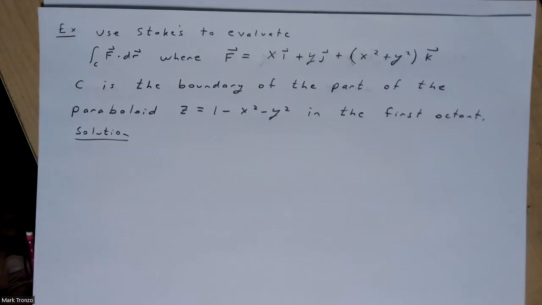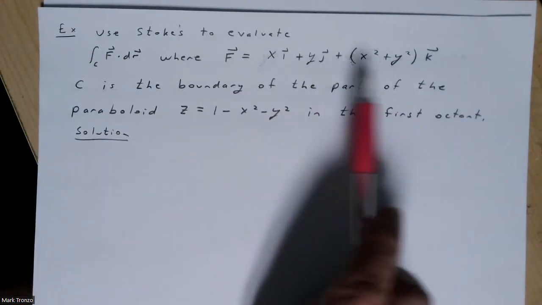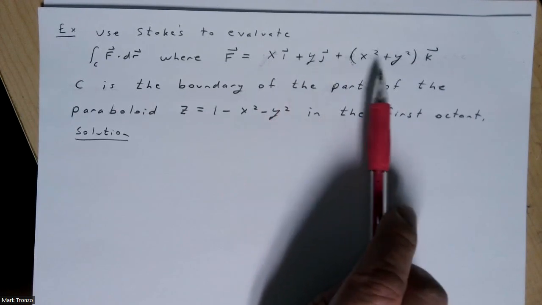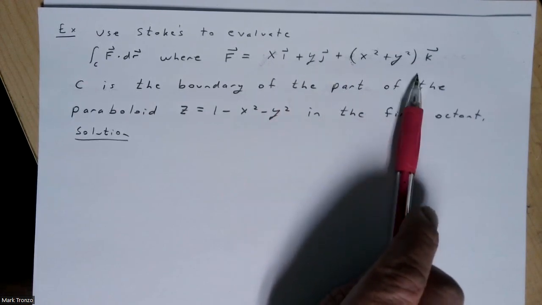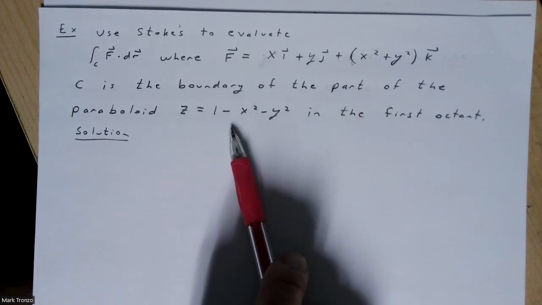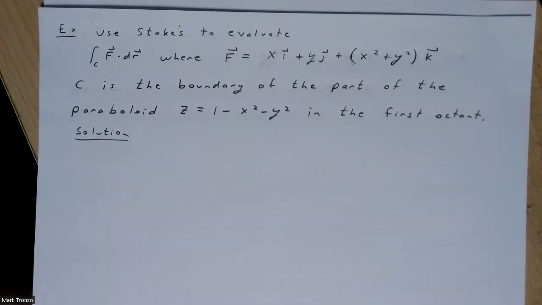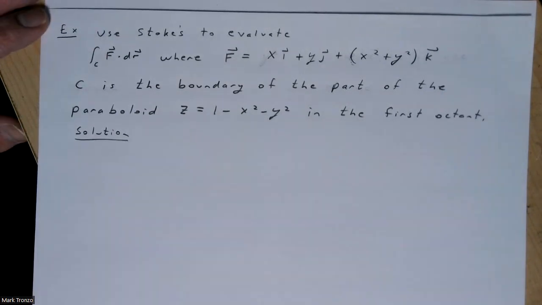Let's take a look at this problem. I also got this from a textbook. Use Stokes' theorem to evaluate this line integral where this is our vector field, x, y, x squared plus y squared, and C is the boundary of the part of the paraboloid 1 minus x squared minus y squared in the first octant. So let's take a look at that.